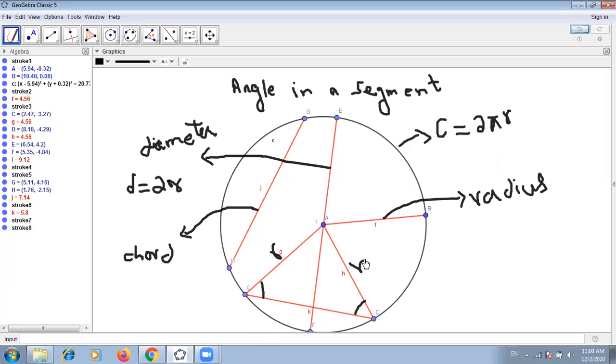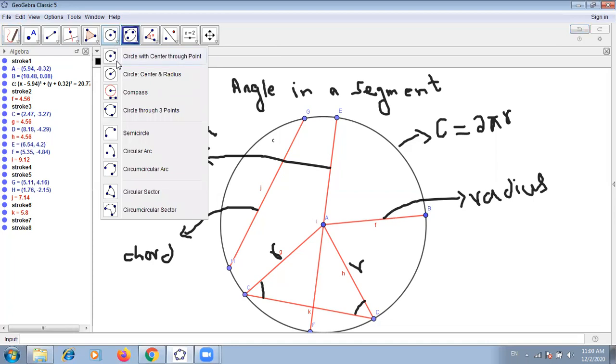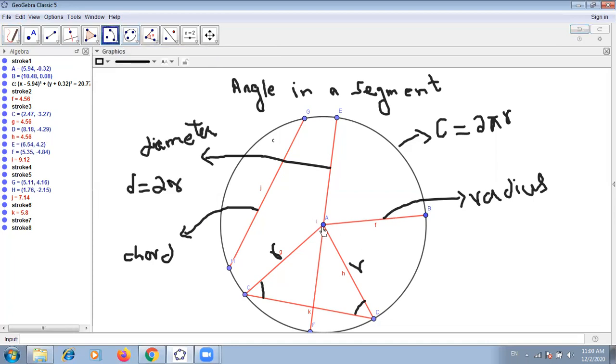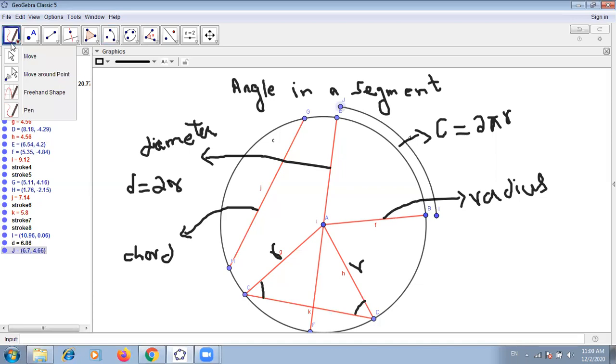So these are all the terms we should know and remember for doing the chapter angle in a segment. Furthermore, you already know about the arc. Part of a circle is called an arc. So here in this circle, if I draw an arc starting from this point to this point, that is an arc.